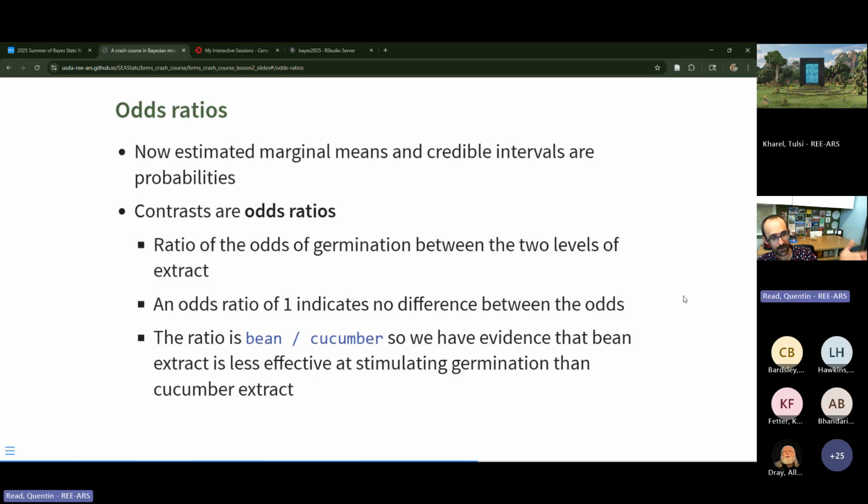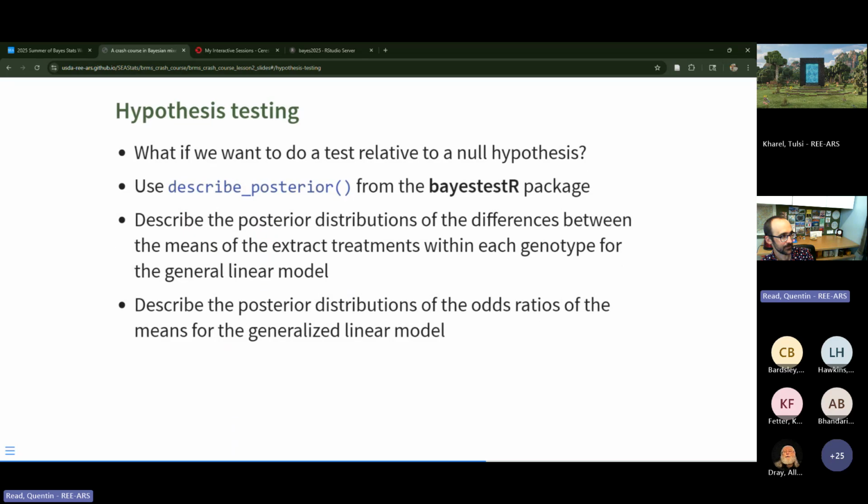Now, an odds ratio, like I said, sometimes people are not as familiar with that, but it's very important for interpreting the predictions from models where we're trying to predict a probability, right? It's the ratio of the odds between two groups. If the odds ratio is 1, that would indicate no difference between the odds. And again, since the odds ratios were less than 1, we have evidence that bean extract is less effective at making these seeds germinate than cucumber extract, as we just showed looking at the data again.